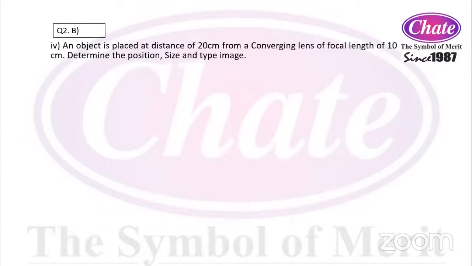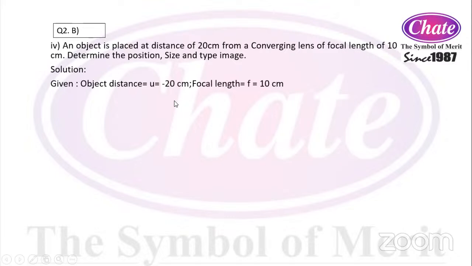That is the numerical. An object is placed at a distance of 20 centimeter from a converging lens of focal length 10 centimeter. Determine the position, size, and the type of the image. So you can see that in this numerical, they have given us some data. That is the object distance U is 20 centimeter.